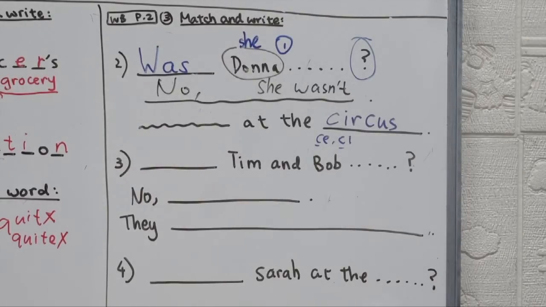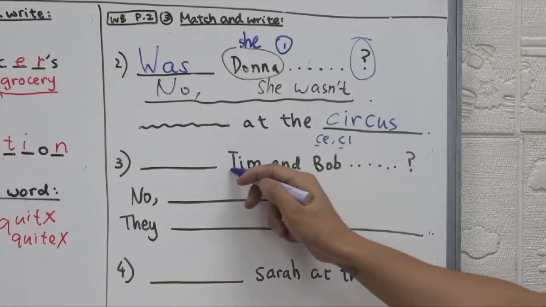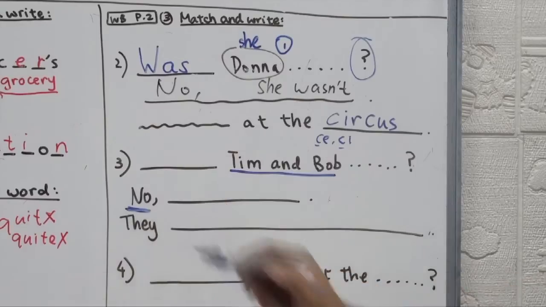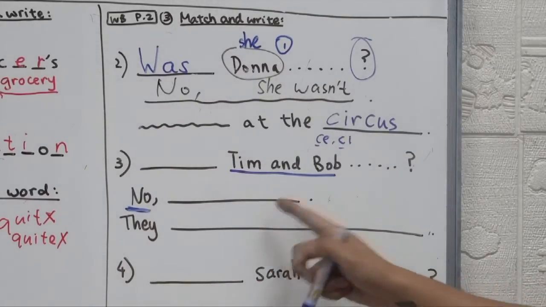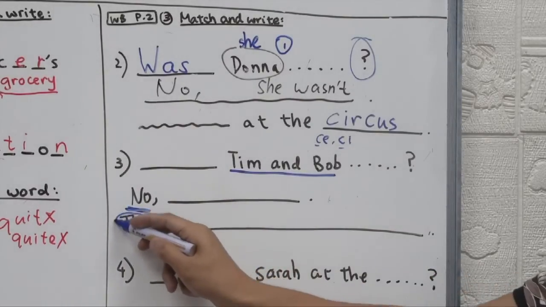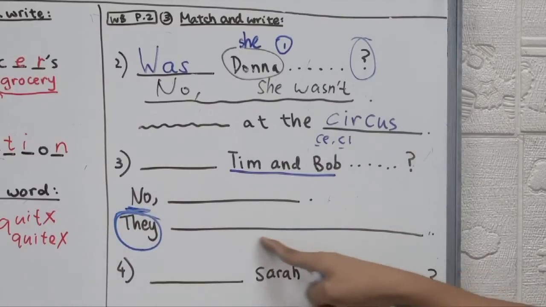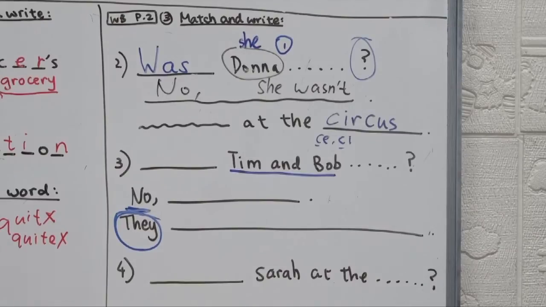Alright? So now, can you please do questions number 3 and 4 by yourselves? I will highlight the important parts to find, okay? Tim and Bob, how many people? They've answered no, okay? So what should we write down here? And most importantly, this one can be the whole answer altogether, right? They, and then where they were, Tim and Bob.